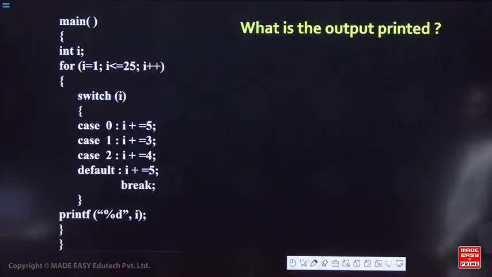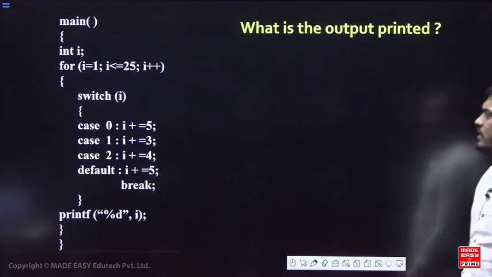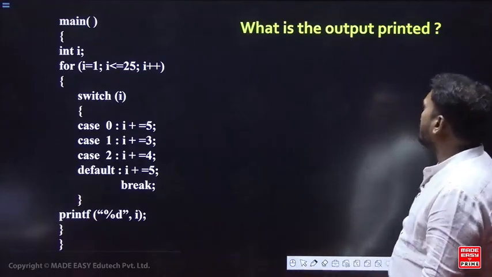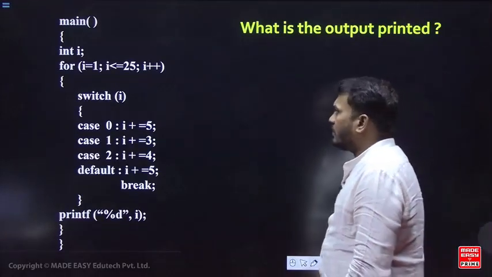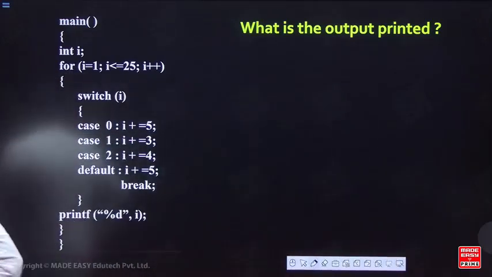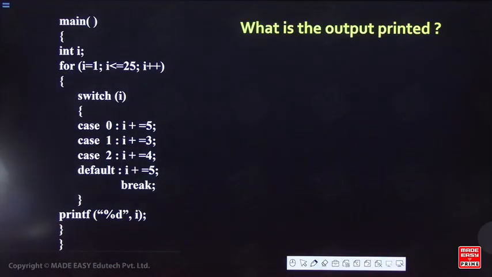This is the first question on the screen. This is a gate question only. What is the output printed? Copy the question. Question copy करके solve करो. आदित्य भरद्वाज x equal to 3 है तो no case is matching, so it will execute default. Default के बाद break नहीं है तो it will execute next one.